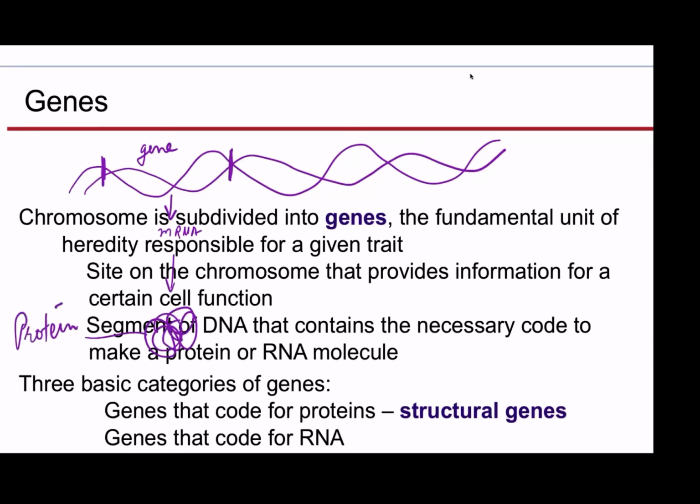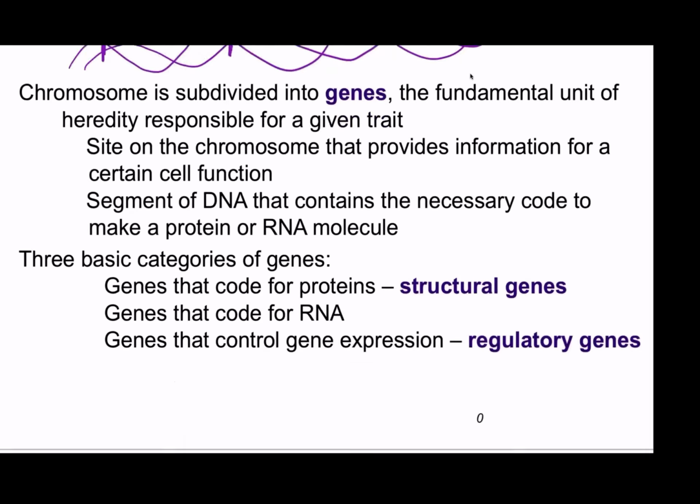A gene is capable of making a product that can be a protein, it can be RNA, or both. It's the smallest unit of heredity, or you can say the fundamental unit that can be transferred from parents to the next generation.